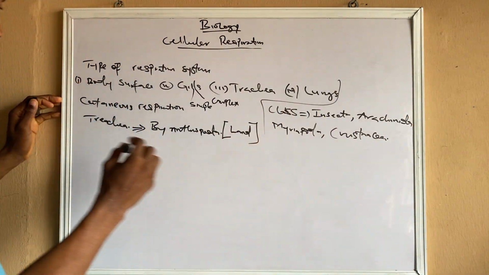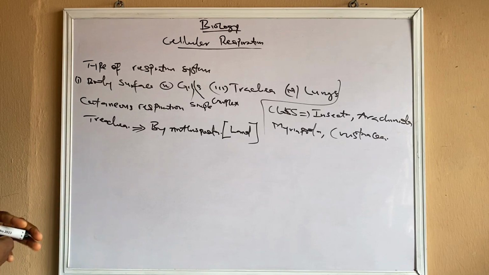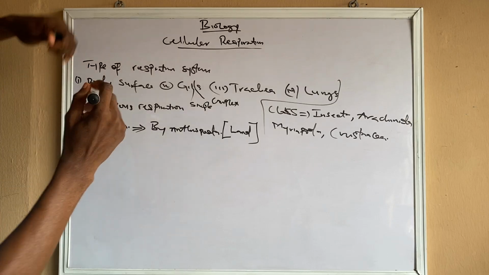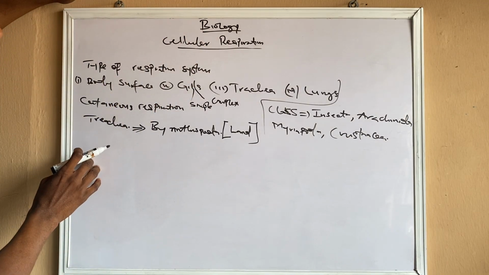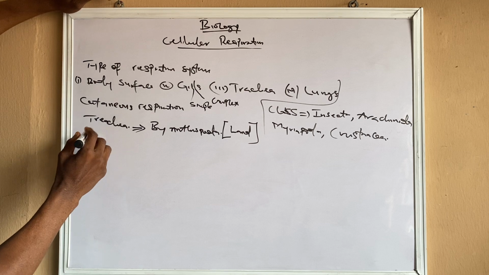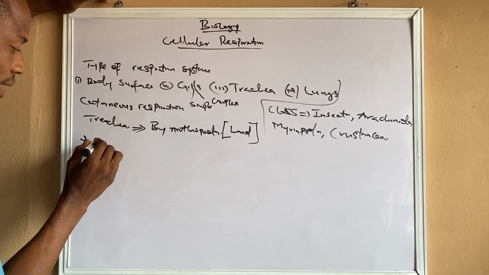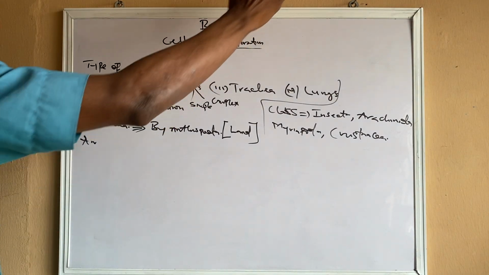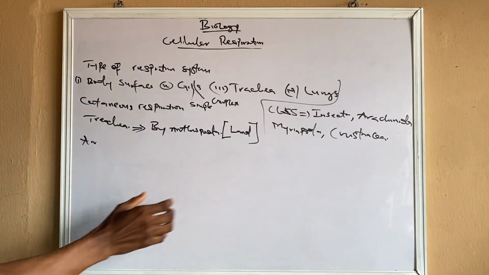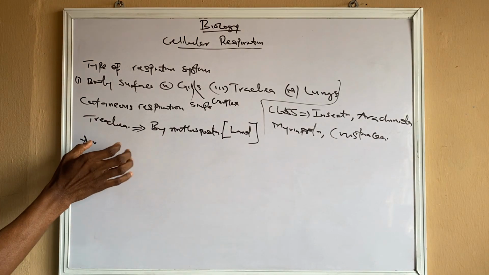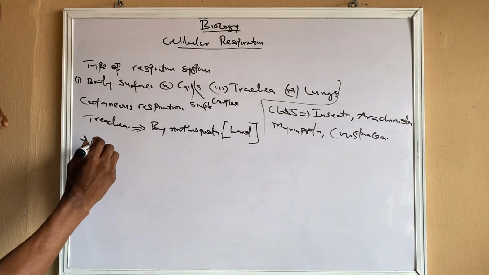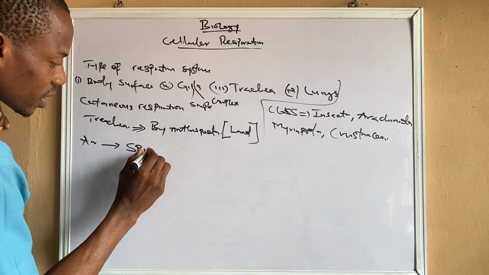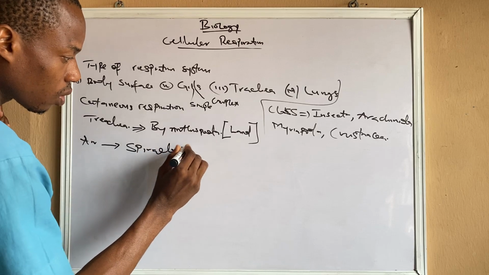Trachea is meant for the insecta. But how does oxygen get in? We are coming from cellular respiration. The air, I won't talk about the components of air because I discussed this extensively in the last video. This air will enter through the spiracle of insecta.